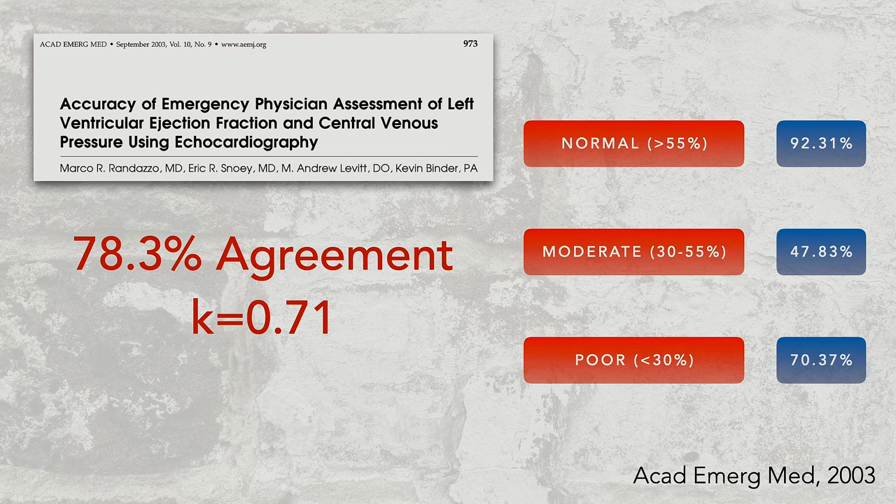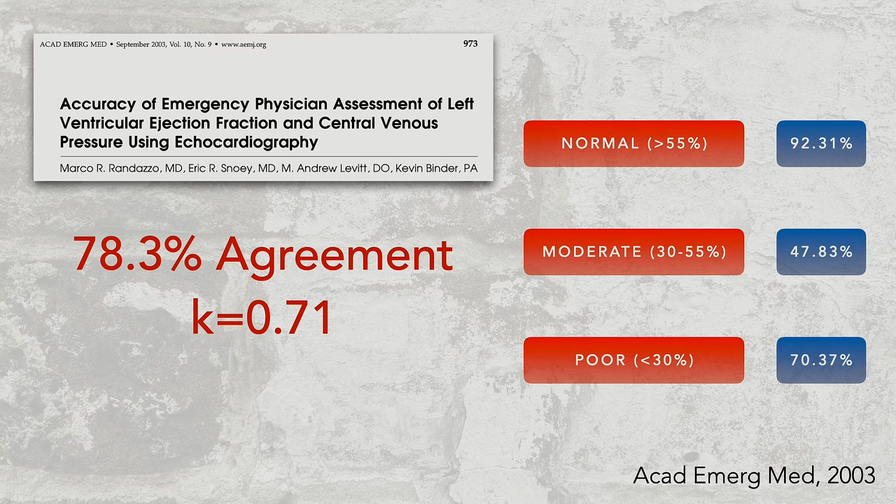When it got less than that, it deviated a little bit. Interestingly, the moderately reduced was about a 47% agreement, and the severely reduced was 70%. So when you're in that gray zone, there may be a little bit of discrepancy. We're talking about small numbers here, so it wasn't a very large trial. But in aggregate, the overall agreement between cardiologists and EP physicians was about 78% with a kappa of 0.71. So statistically, it's not perfect.